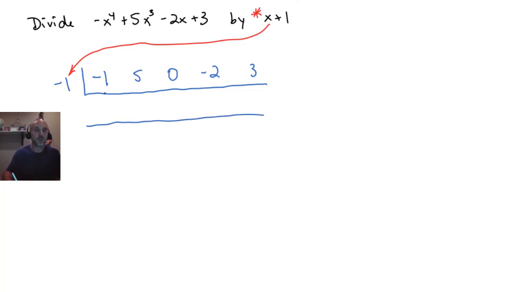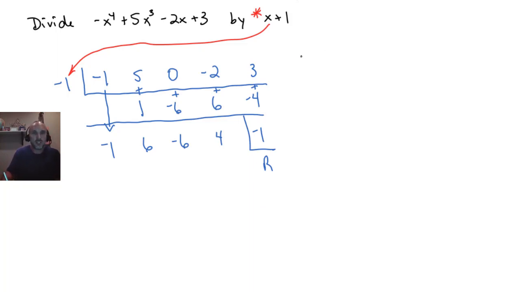And you start the process by dropping your first coefficient all the way to the bottom. And then after that, you multiply and add. Negative 1 times negative 1 is positive 1. 5 plus 1 is 6. Negative 1 times 6 is negative 6. 0 plus negative 6 is negative 6. Negative 1 times negative 6 is positive 6. Negative 2 plus 6 is 4. Negative 1 times 4 is negative 4. 3 plus negative 4 is negative 1, and that's our remainder.